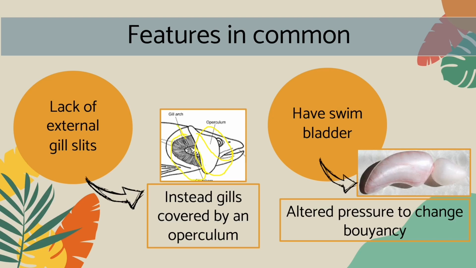Second, they have a swim bladder. The swim bladder can alter the pressure to change buoyancy. If a fish has a swim bladder disorder, the fish can float nose down, tail up, or can float to the top or sink to the bottom.